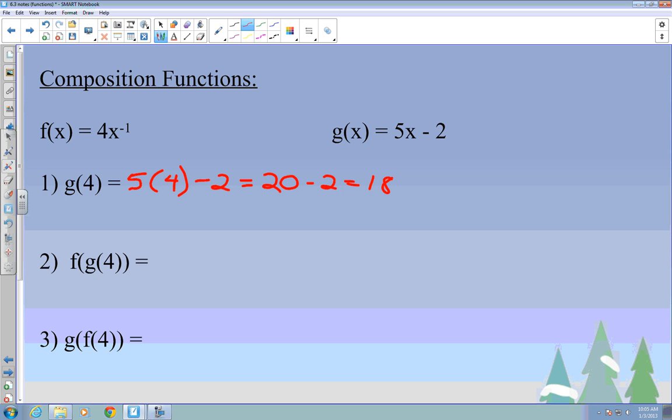So, when I have f of g of 4, well, I already found g of 4. What is g of 4? 18. All this means is this is f of 18. Well, that means I'm going to substitute 18 for the x. So I have 4 times 18 to the negative 1. Well, what does to the negative 1 tell me to do? 1 over 18. 1 over 18 is the reciprocal. So this will be 4 over 18. Does that simplify? Yeah. Nice.